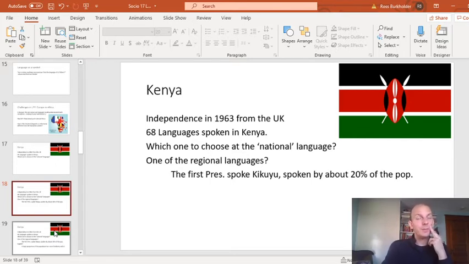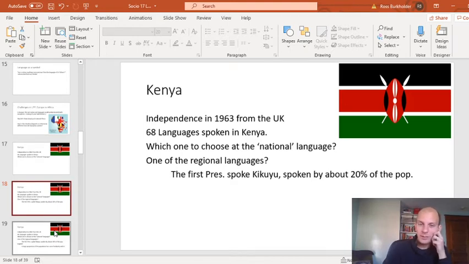What are the problems with this choice? One of the problems is that only 20% of the population speaks it. That's maybe not ideal. Another problem is that it seems to elevate Kikuyu as the marker of national identity, where it wasn't before, right? It's one of these languages that is prioritized. What gives it the privilege over the other 67 languages spoken in Kenya, right? It's a bit of a catch there.